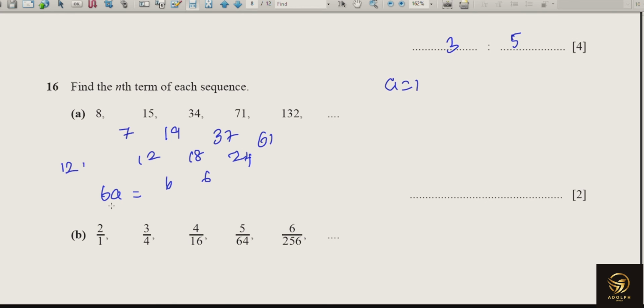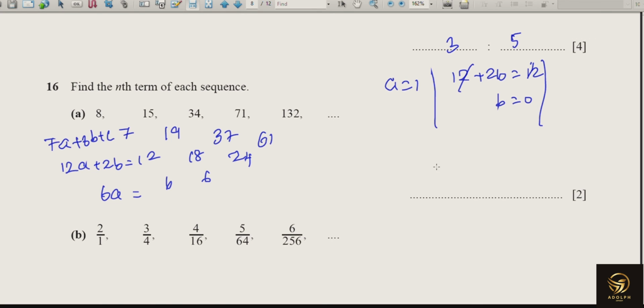And 12a plus 2b equals 12. So 12a is 12. I can write here 12 plus 2b equals 12. So 12, 12 cancels. 2b equals 0, so b equals 0. Then next, this is 7a plus 3b plus c. So 7a is 7, 3b is 0, so 7 plus c equals 7. 7, 7 cancels, so c is also 0. Next one is a plus b plus c plus d equals 8. So 1 plus b plus c is 1, so directly 1 plus d equals 8, so d equals 7.